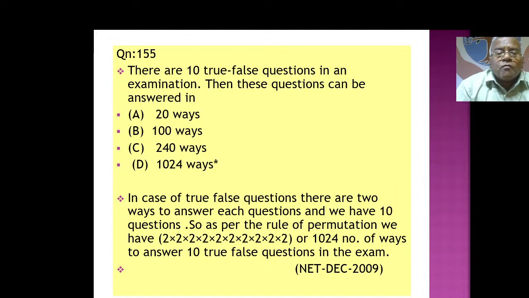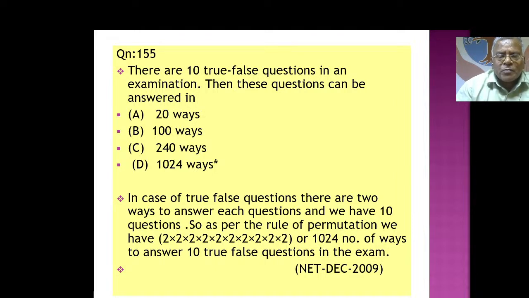There are 10 true-false questions in an examination. Then these questions can be answered in how many ways? In case of true-false questions, there are 2 ways to answer each question. And we have 10 questions. As per the rule of permutation, how we will calculate? 2 into 2 into 2 is a permutation combination question. Okay. So 2 into 2 into up to 10 times you have to multiply 2. So 1024 number of ways to answer 10 true-false questions in the exam.